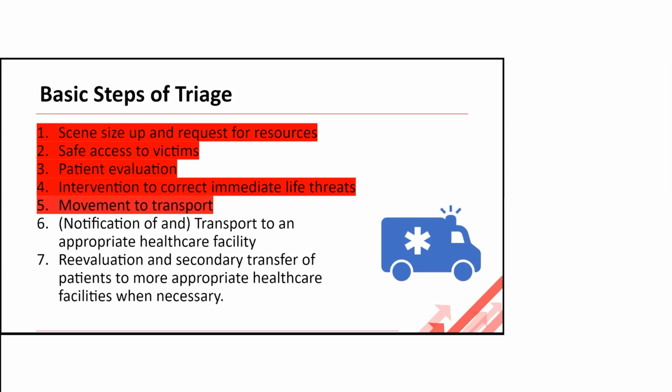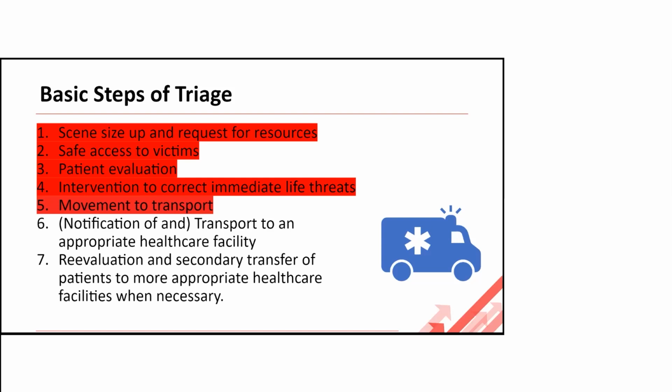So in a mass casualty, as the number of patients becomes overwhelming, if you have few patients, then the focus will go to assessing the patient and providing some initial care, then transporting the patient. But as the numbers of patients become overwhelming, providers should shift their focus to prioritize the assessment of victims with potentially life-threatening effects rather than definitive care of the most critically injured patients. So as you can see, reevaluation and secondary transfer of patients to more appropriate healthcare facilities when necessary comes down the line.